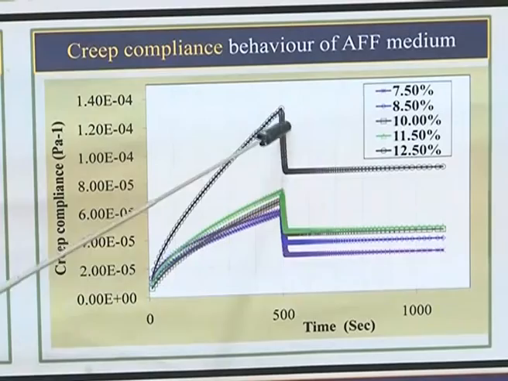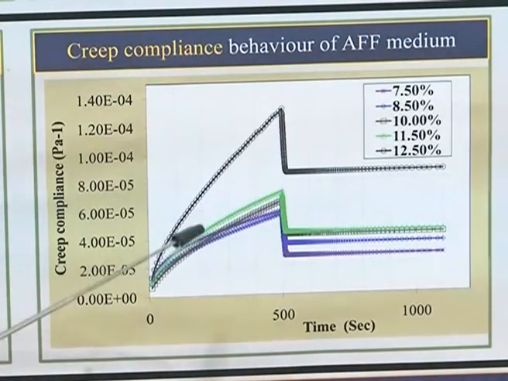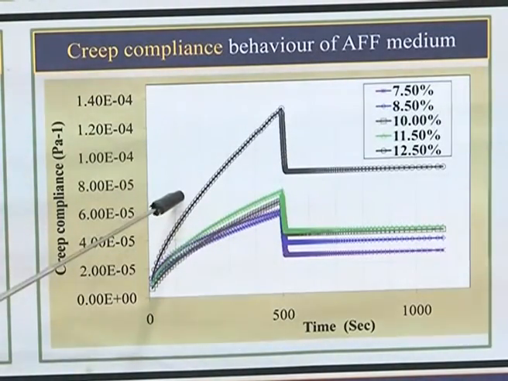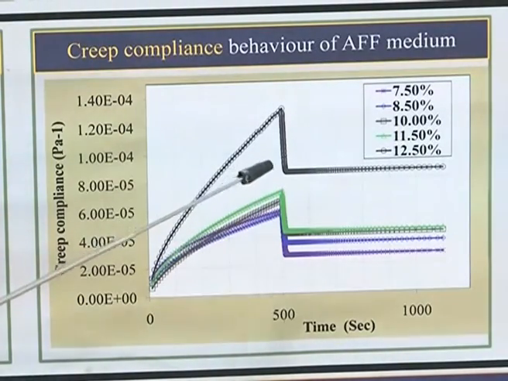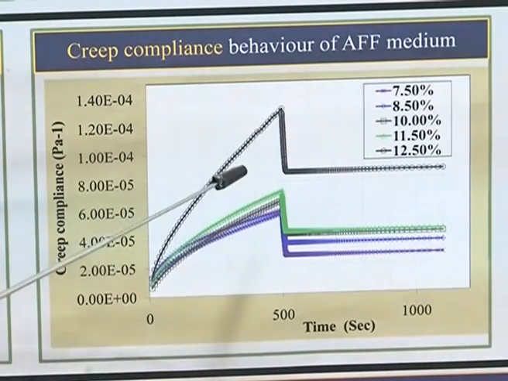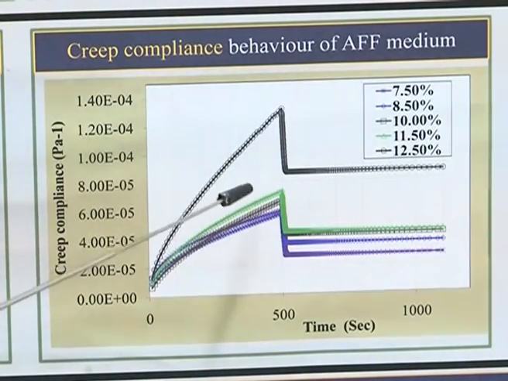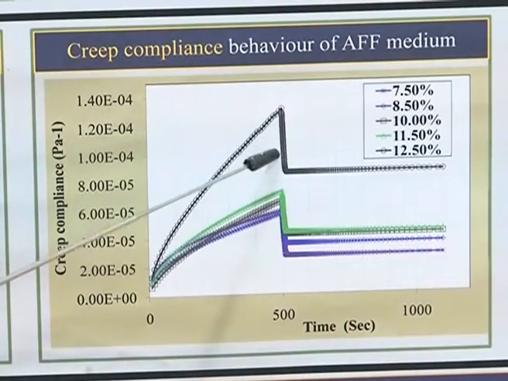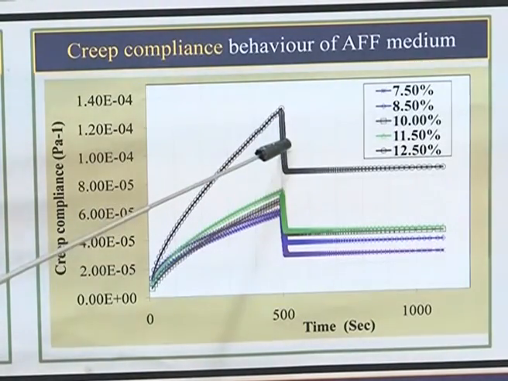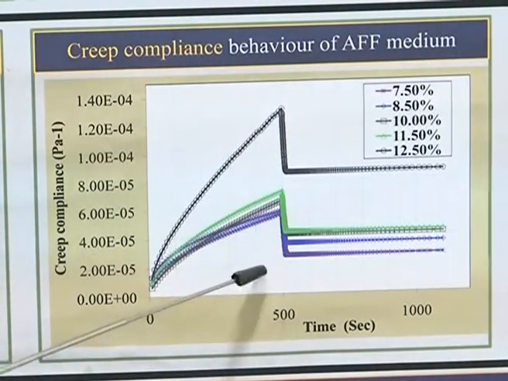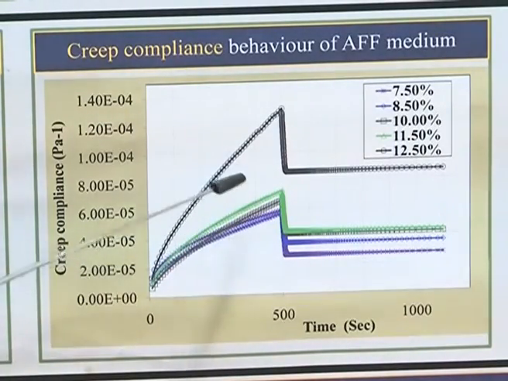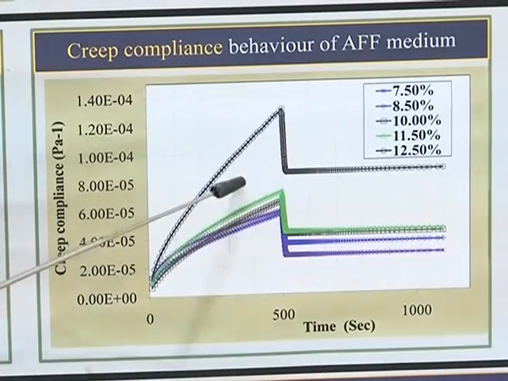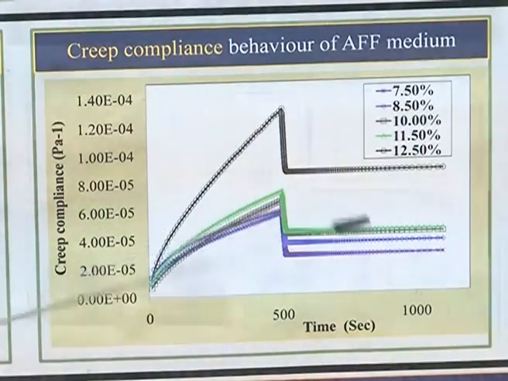From this creep compliance curve, we can understand how much viscous component and how much elastic component is there in the medium, because the viscous component tells you the flowability and the elastic component tells you the radial force component. From this curve, the elastic component tells you the radial force and the viscous component tells you the axial force. Both forces are required in the viscoelastic medium in order to remove the material at the nanoscale.